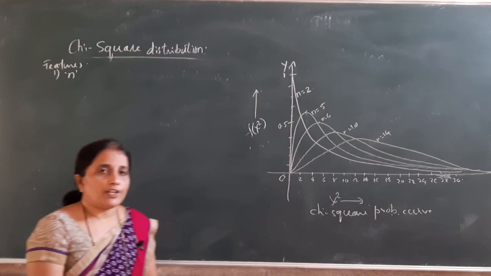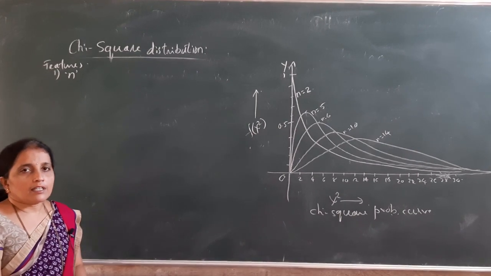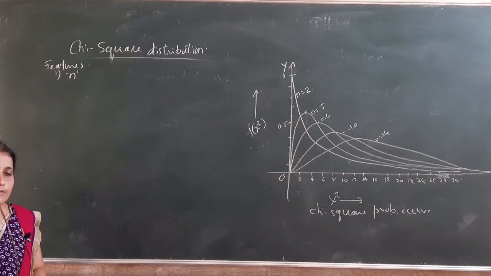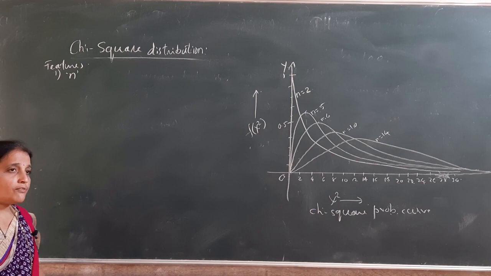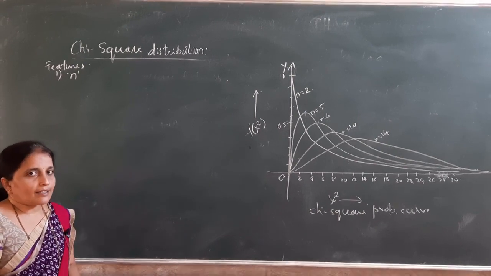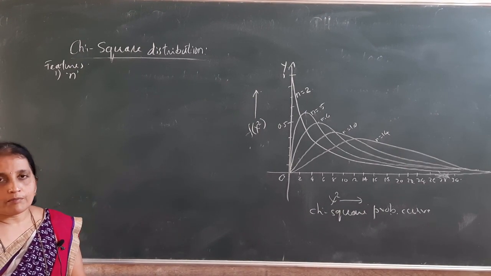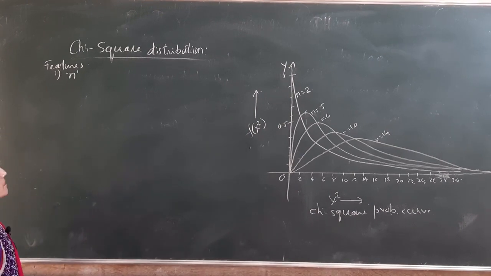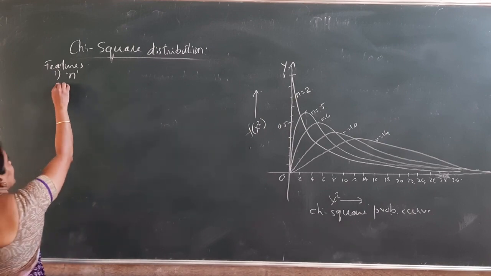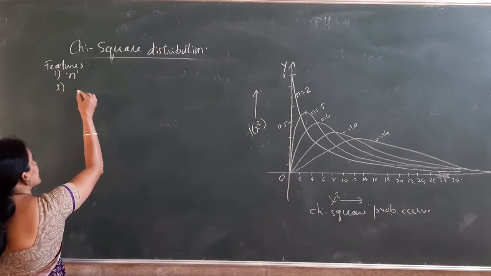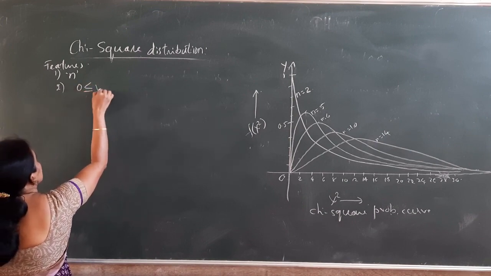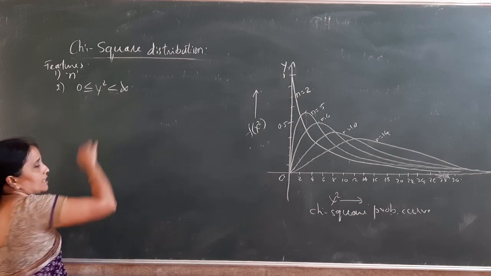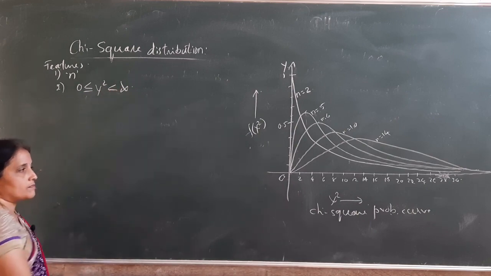Now what is degrees of freedom? Degrees of freedom is the number of independent variable components a distribution has. That is, if any dependent variable values are there, those must be deducted from the total number of variable values. Next, second feature, the range of chi-square variate is 0 less than or equal to chi-square less than infinity. Don't write the equal sign on the infinity side, only less than you have to write.